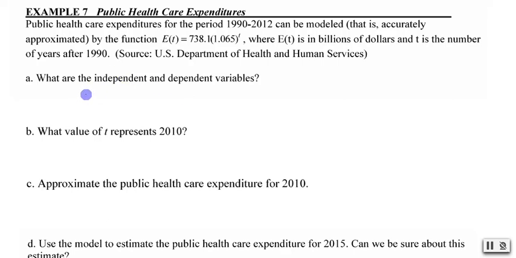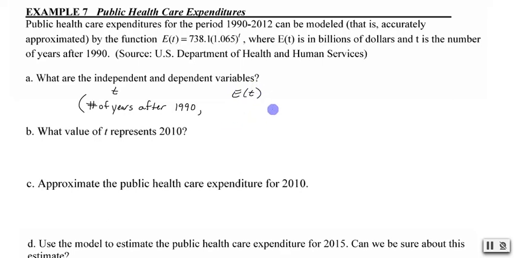I want you to write this out in words and then identify the variable that goes with it. What is your independent variable? Your independent variable is t. What does it represent? E of t is in billions of dollars, and t is the number of years after 1990. And E of t is your dependent variable.